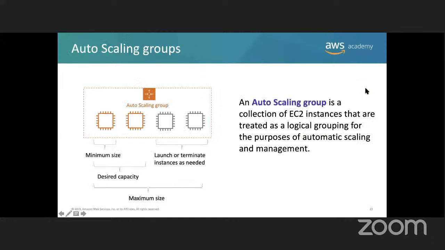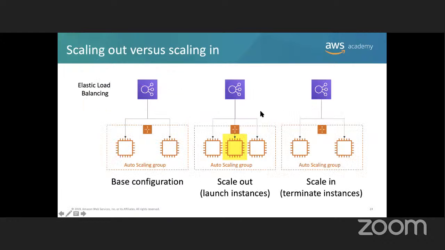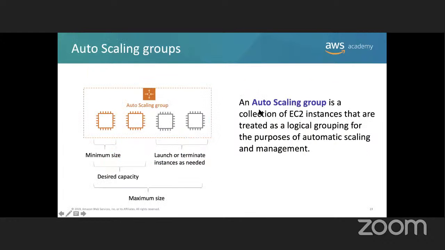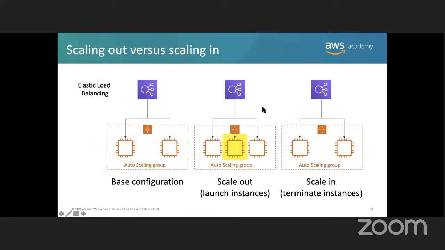Now, auto scaling groups. You can create an auto scaling group. It's a collection of EC2 instances that are treated as a logical grouping for the purpose of automatic scaling and management. And of course, every single instance that you create with auto scaling is going to be exactly the same. You have a minimum capacity, a desired capacity, and a maximum capacity. It launches or terminates instances as needed. So the instances that you don't need, this guy is going to delete them.